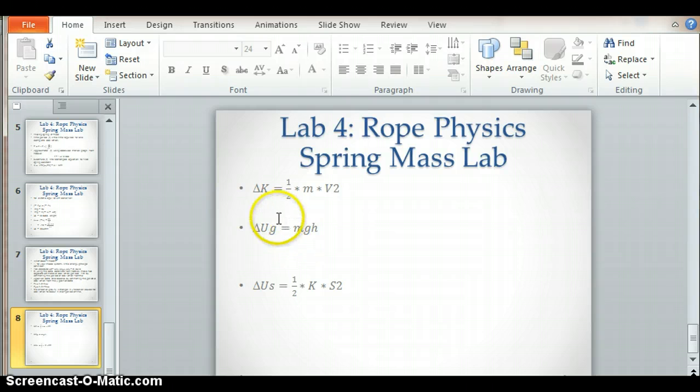We use delta K, the total change in kinetic energy, which is equal to half of m v squared. The gravitational potential energy is equal to m g h, and the spring potential energy is half of k s squared.